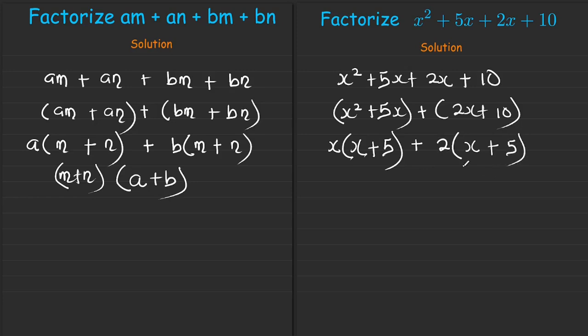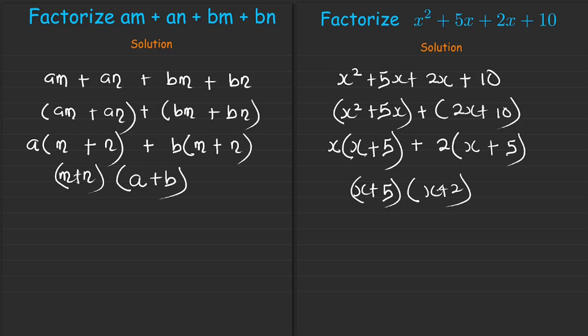Once again, you realize that this bracket you have here is the same as what you have here. So we write just one of them, that is x plus 5. After which we write our x plus 2, which are the coefficients of the bracket. And hence it is solved.